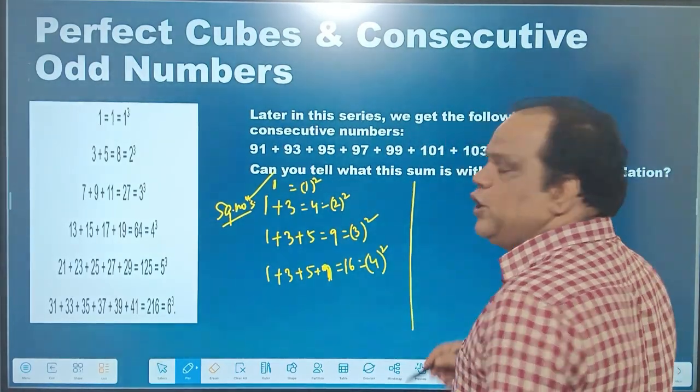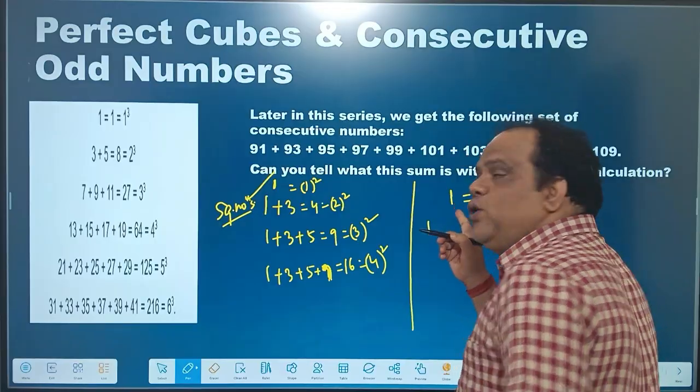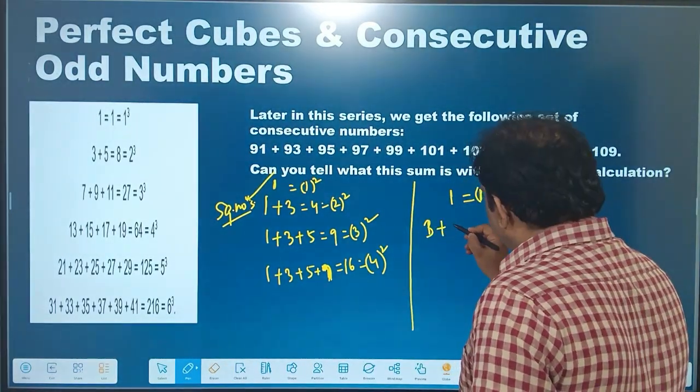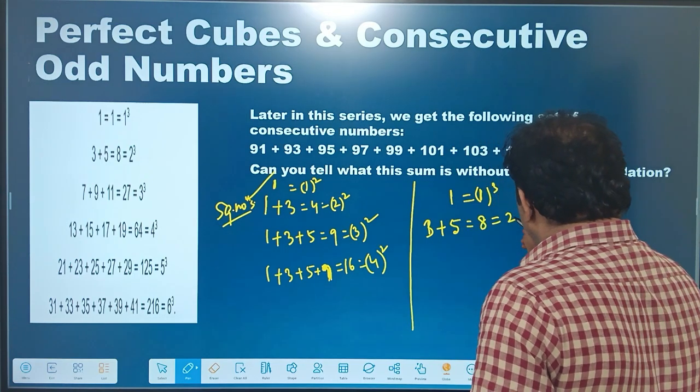Now what we see in the cube: 1 is 1 cube. We have to go to the next odd number. We don't take 1 again. After 1 what comes is 3, and then you add the next number. 3 plus 5 is 8. 8 is equal to 2 cube.